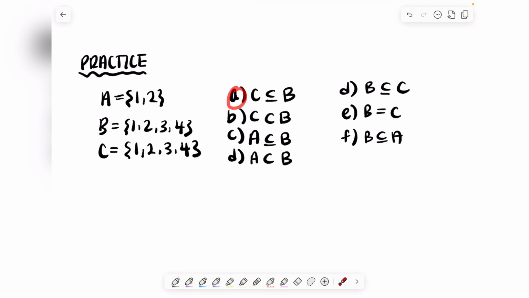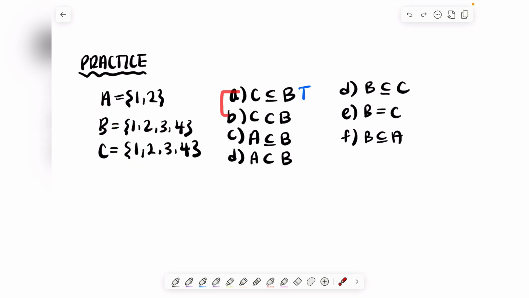So for part A, we have set C is a subset of set B. If that's true, then the definition of a subset says that all of the elements of C must be elements of B. Is that true? Well, set C has elements 1, 2, 3, and 4. Are these elements in set B? Well, I see 1, 2, 3, and 4 in set B, so yes, that is true.